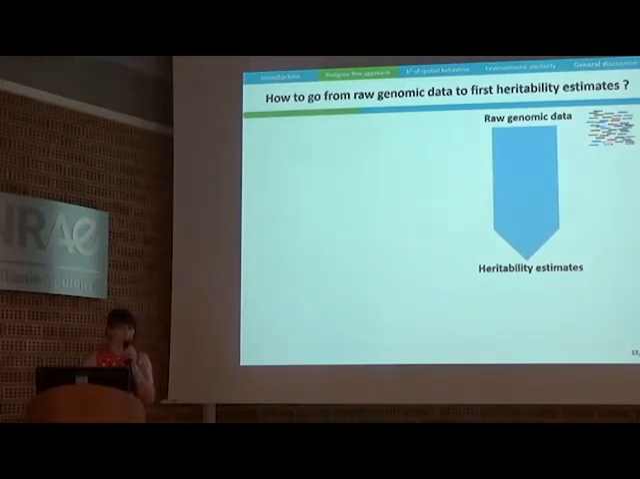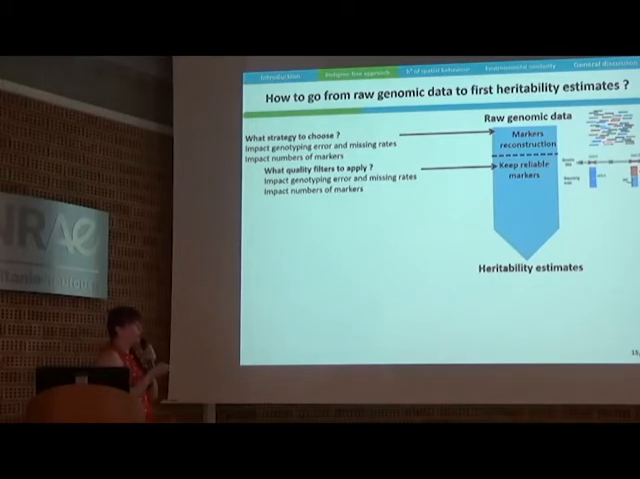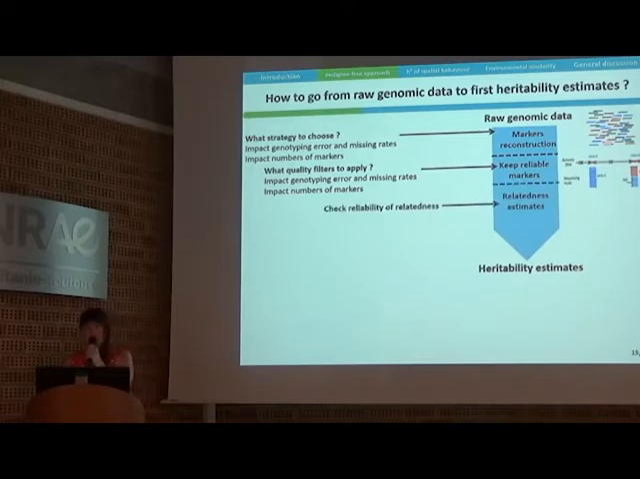So we first tried to understand how we go from raw genomic data to the first heritability estimate. Really quickly, once you have your genomic data, you have to rebuild your markers, so you have to choose a strategy to rebuild them. Once you have your markers, you have to keep only biological markers and be sure not to have artifactual markers, so what quality filters are you going to apply? Then you can estimate your first relatedness estimate, but you have to be sure it's reliable relatedness. And finally, you can run your quantitative genetic animal model and have your first heritability estimate.